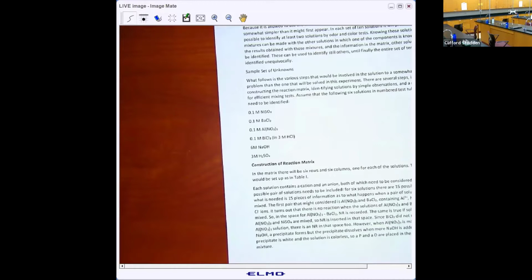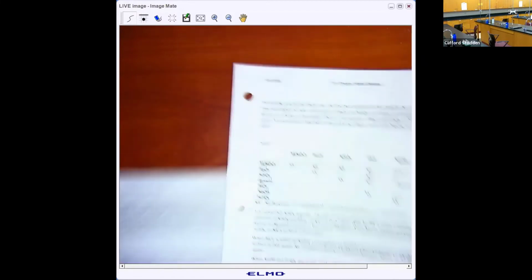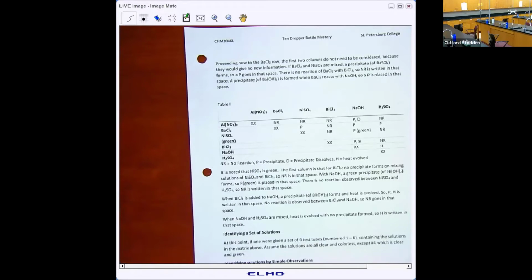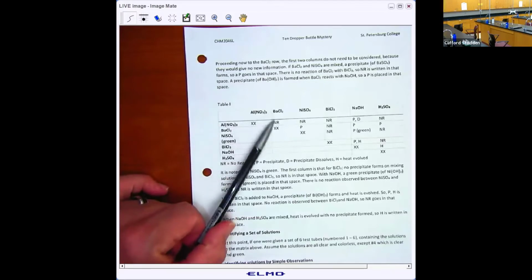So also in this lab manual, after introducing what the possible 6 solutions are in their example, they give you a table that tells you what happens when those 6 solutions are mixed with each other by showing it as a grid. So this grid in your lab manual shows, for example, the result of mixing aluminum nitrate, one of the knowns, with barium chloride. There's nothing that happens.